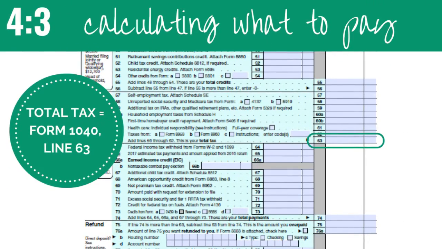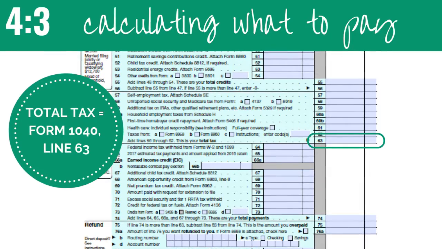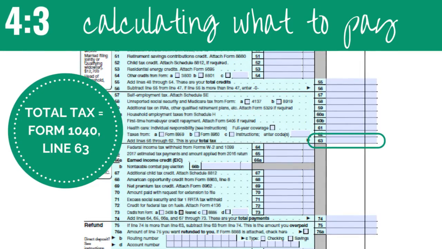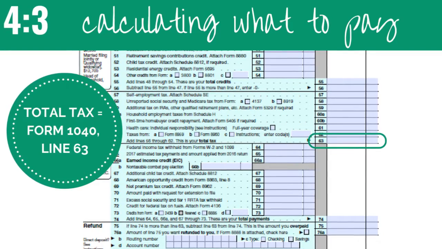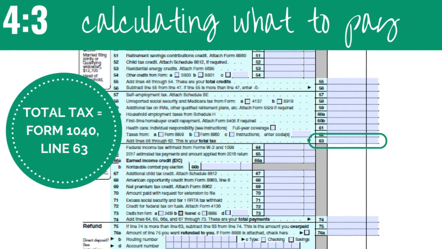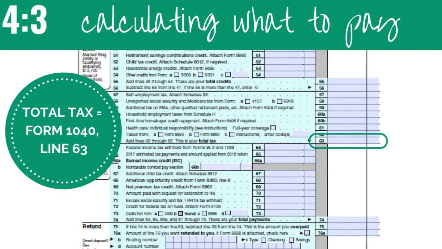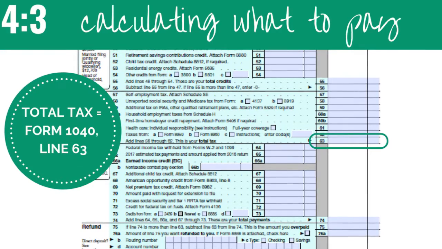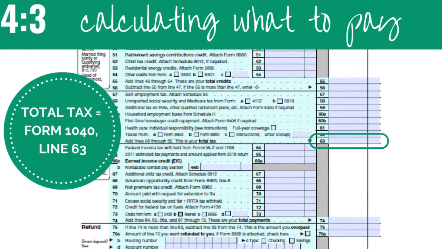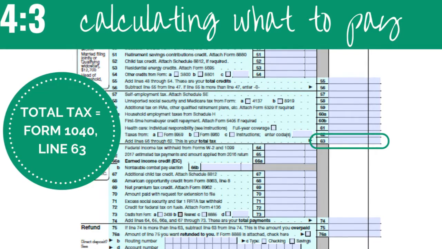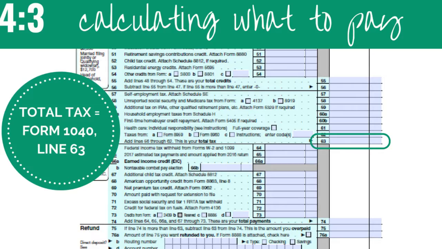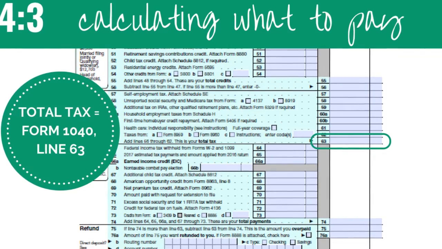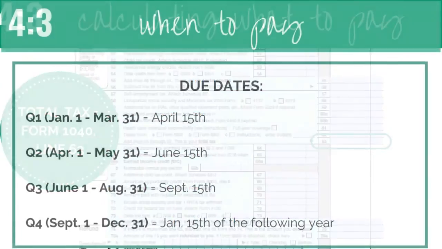So one way to calculate how much you should be paying in estimated taxes is to look at your total tax liability from your prior year tax return. So look at your Form 1040, page 2, line 63, and that's your total tax liability. Now you're required to pay in that amount of tax throughout the current year via quarterly estimated tax payments. So take a look at that number and make sure you're paying in that amount to the IRS.